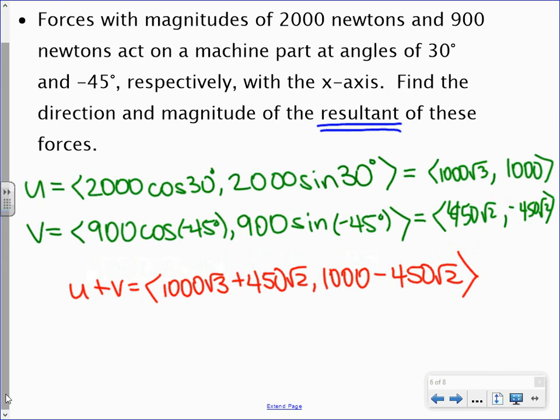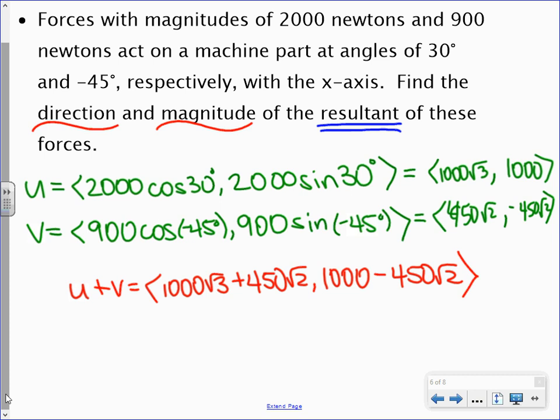Okay. Now, that's what our vector is, but I am asking you for the direction and magnitude of the resultant. Yeah, that's the vector, but how much force is really being applied on that machine part as a result of these two vectors? And at what angle is that force being applied? That's going to make more sense than this vector here.